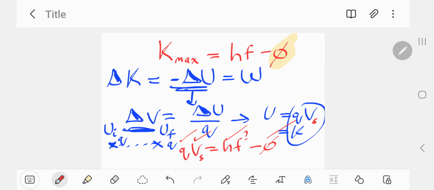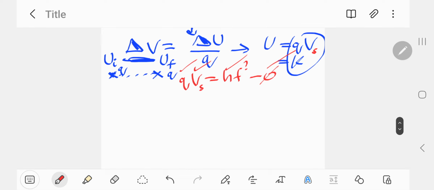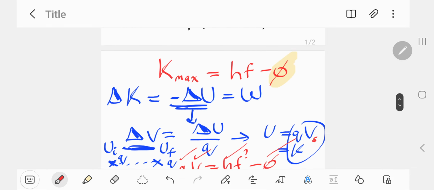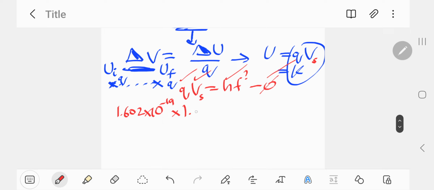So there's only one unknown. We can easily do this. It's best to now convert all of the values we're given in terms of joules. So Q, the charge of the electron, is minus 1.602 times 10 to the minus 19. Let's get rid of the minus for now, because frequency is a positive number. Stopping voltage is 1.5 volts, times 1.5. That's equal to Planck's constant, 6.626 times 10 to the minus 34, times f, the unknown, minus the work function phi.